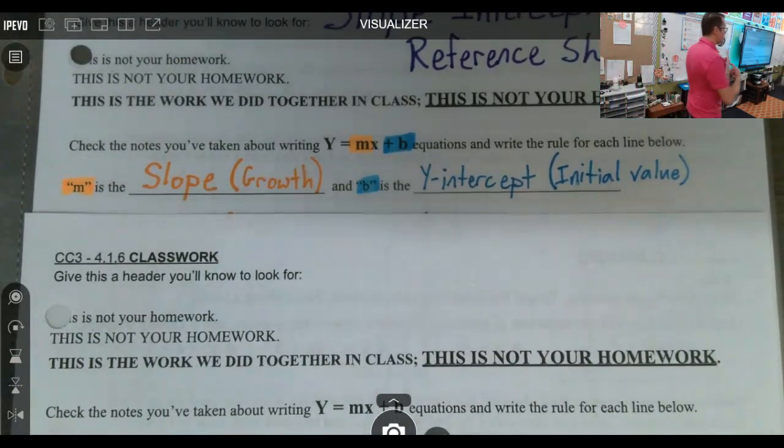you're going to work through these 6 graphed lines on the front, figuring out the rule for each graphed line. If you need a refresher of something that we wrote in those previous notes, use those previous notes. Use your teammates, right? This is group work.